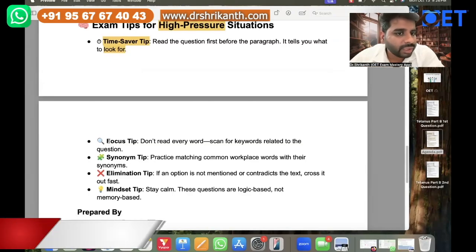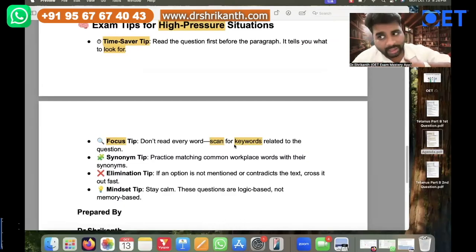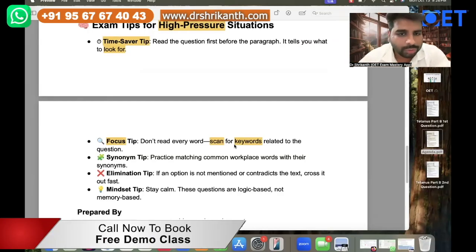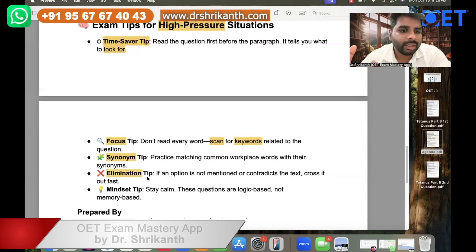Then comes focusing skills. So there is no need for you to read every single word. Scan for the keywords. So what is scanning and what is skimming? That I have already discussed in previous classes. In the next class, maybe I will teach you how to scan and skim and all. Right. Synonyms. That is extremely important because the OET is very, very cunning. And since everything is multiple choice questions, you need to be able to eliminate the incorrect answer options.